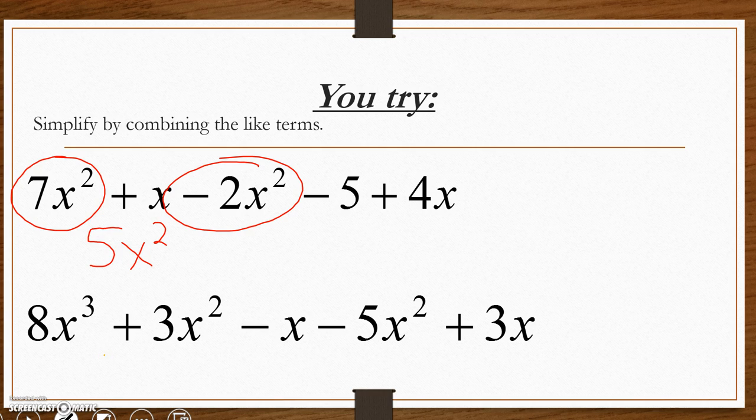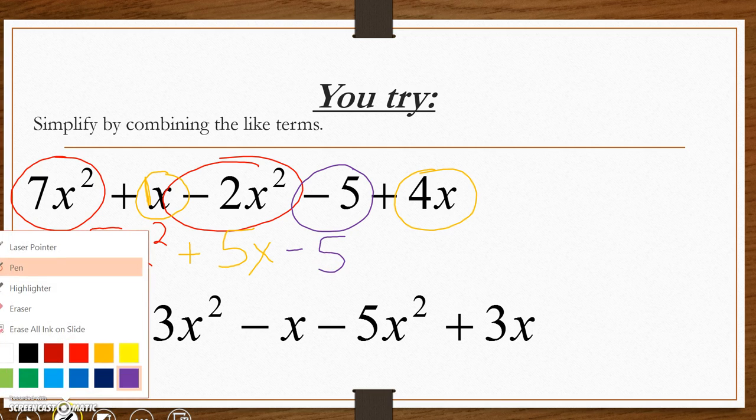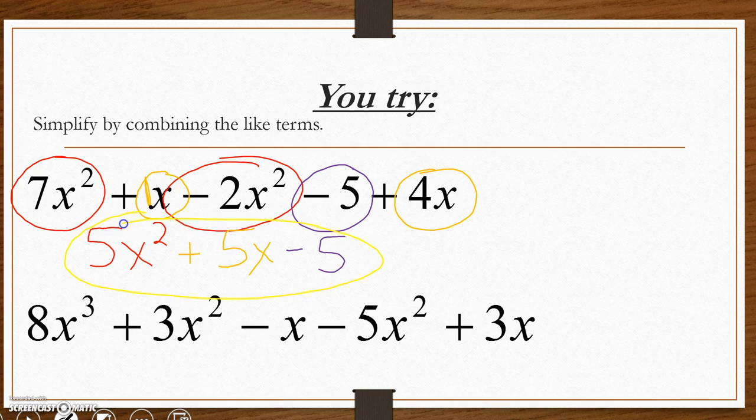The next is the x. Its like term is 4x. Remember, there's a 1 in front of this x, so 1x plus 4x is 5x. And then finally we have this lonely little minus 5 here, and that has no friends, so it just comes down. So that is our final answer. We can't do anything else with it. So that's it. Alright, the last one.